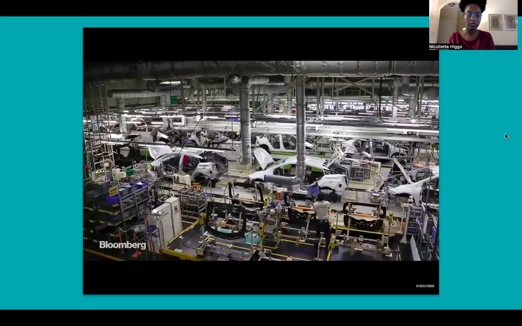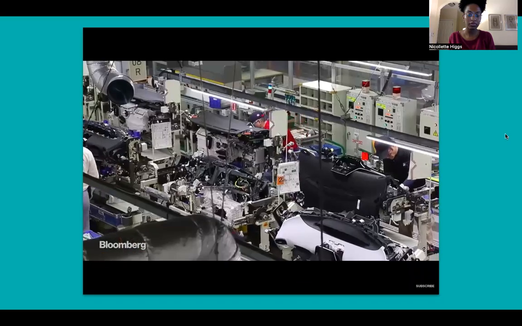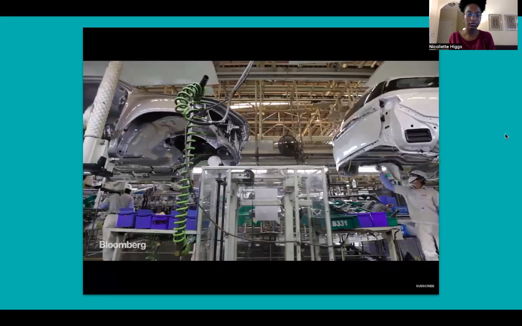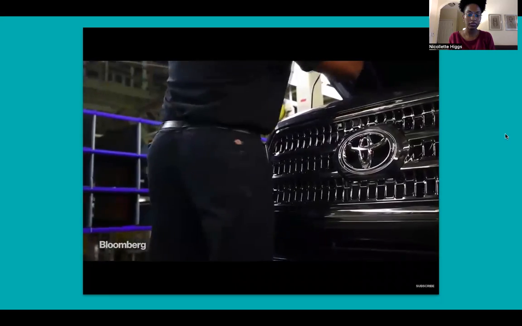The Toyota production system changed not just how cars are made globally, but how we approach making things full stop. It also showed that there's always a better way to make a product.